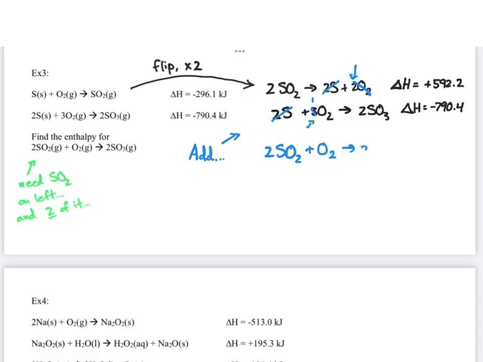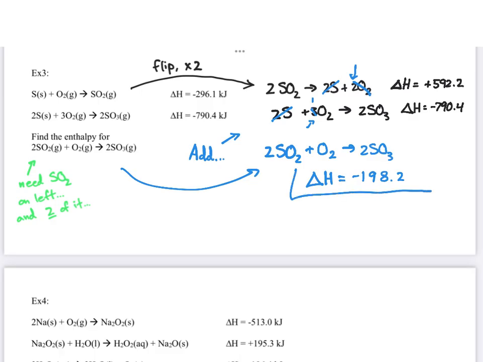And this indeed yields the result that we wanted, right? That's the equation I wanted. All right, so now we just add the enthalpies together. And we appear to have negative 198.2 kilojoules. It's pretty much always going to be kilojoules.